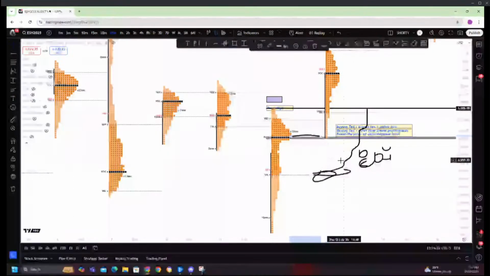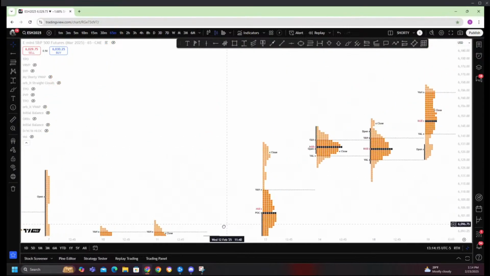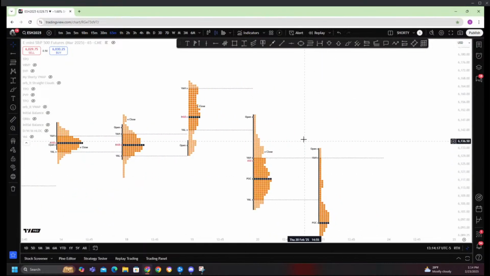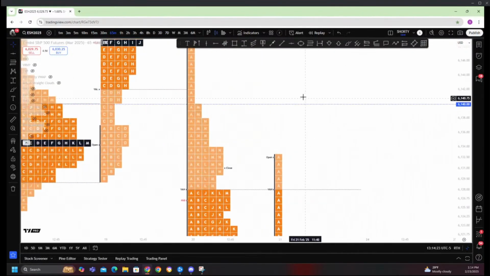So when you say fix the poor high, you mean it's going to break the poor high and keep going? That's correct. What we want to see is them finish the auction. And to finish the auction, you have to find excess. You have to find the sellers. How do you find sellers? How does it become a selling tail? We covered a buying tail. So here's your selling tail.